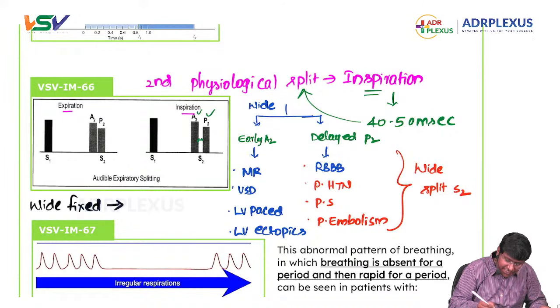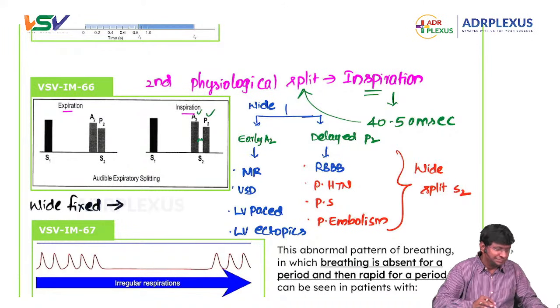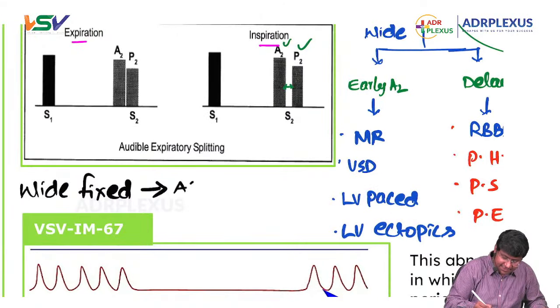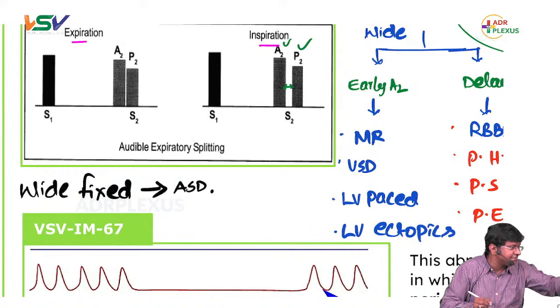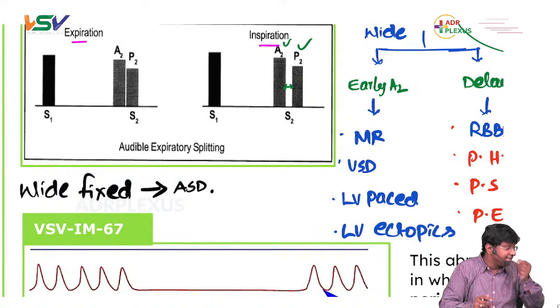Conditions where you have wide fixed split. Right, wide fixed split is observed in ASD. Any other conditions apart from ASD?